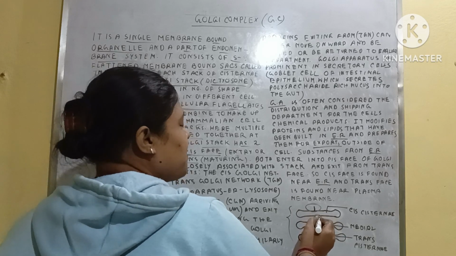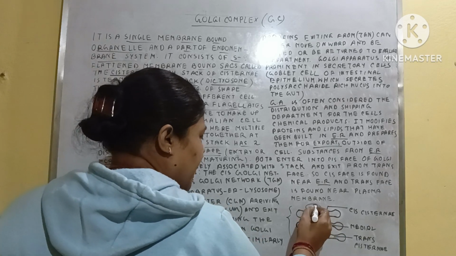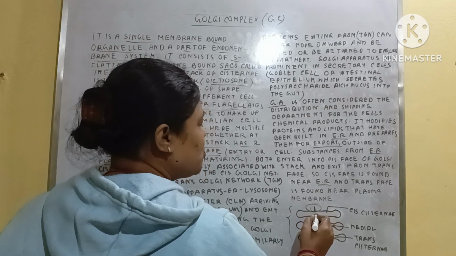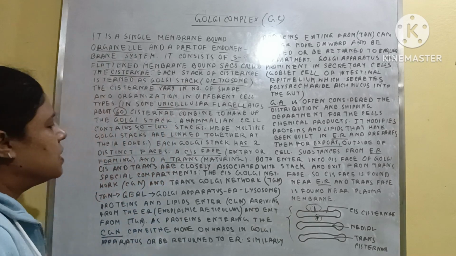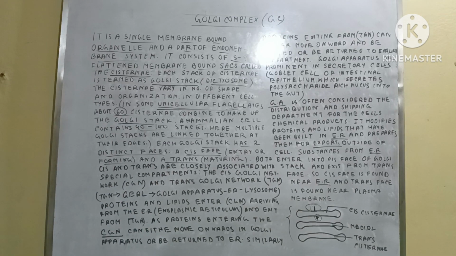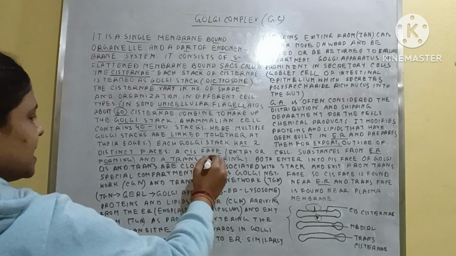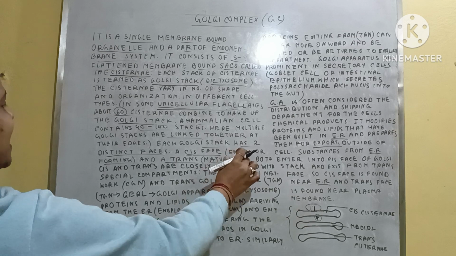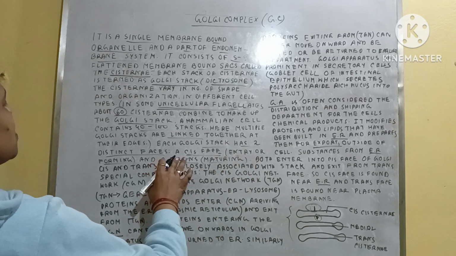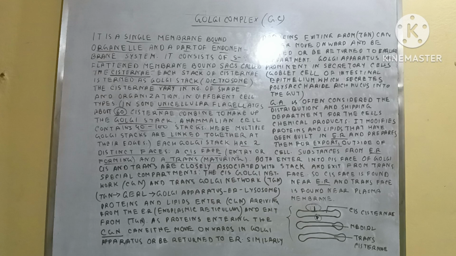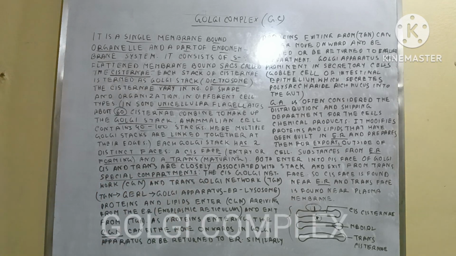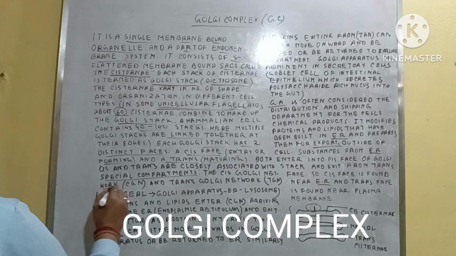Clear? You can say that this is the entry path, and after maturation this is the releasing path. So the trans region is where the maturation of the particle is completed. That's why the cis phase is called the entry or forming path, and the trans phase is called the maturing path. Both cis and trans are closely associated with special compartments.